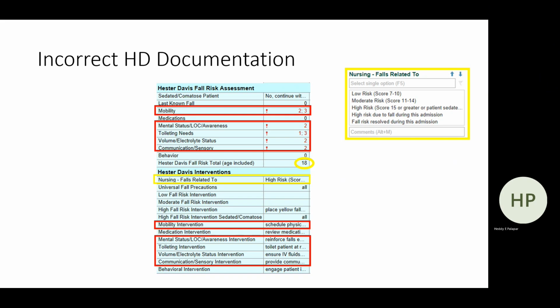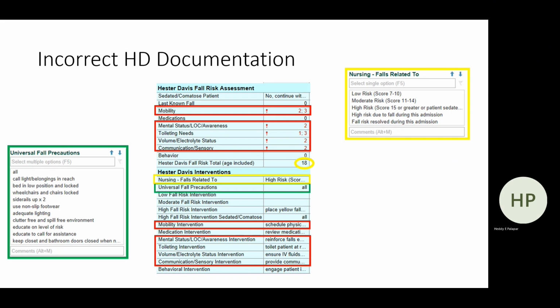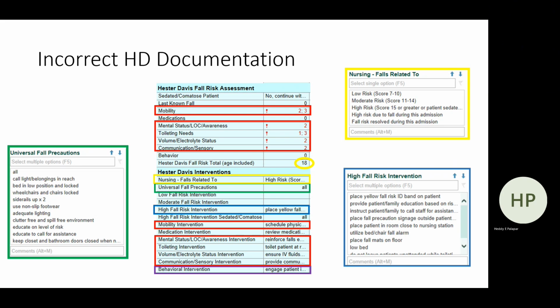that where the patient scored high: universal precautions and high-risk interventions. The area where it's highlighted in purple shows that's incorrect in documentation.